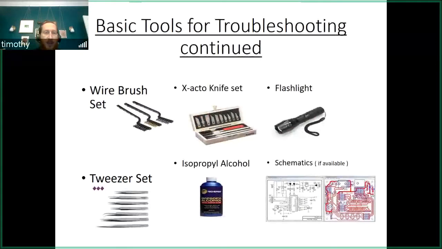Wire brush set for cleaning off old solder, and if you have to cut a trace, you can use that to clean the area. X-Acto knife, this is what you use to cut a trace. So maybe your PCB is wrong and you realize that you ran a trace to the wrong point. You will have to take an X-Acto knife and physically scrape off the trace from the PCB. And then you might need to solder a wire onto that trace and take it to the correct location.